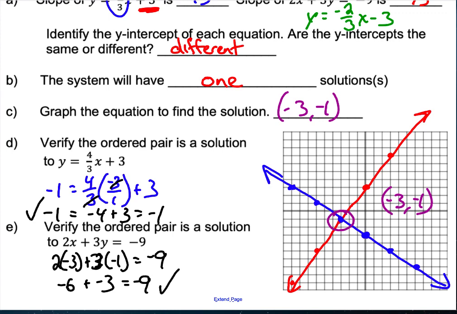So that's how we're going to be graphing our systems of equations. Okay, checking to see, do they have the same slope? Do they have the same y-intercepts? That lets us know how many solutions we should be looking for. Then we graph the two lines to see where they intersect, and then check our solution.